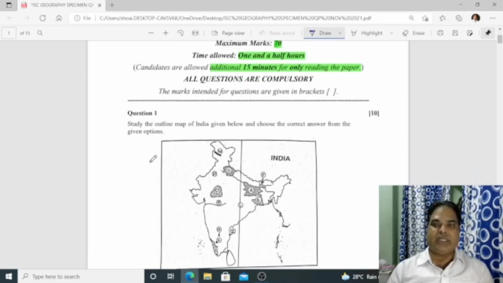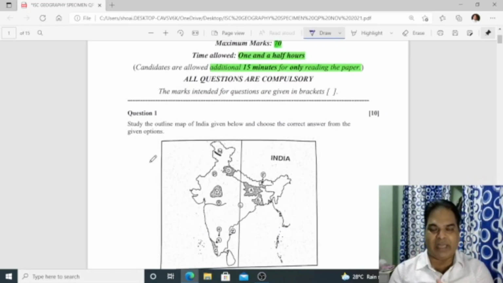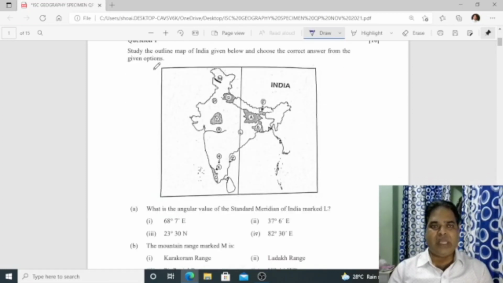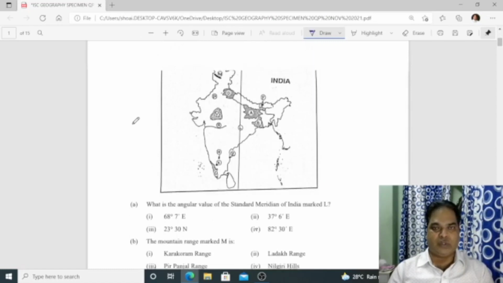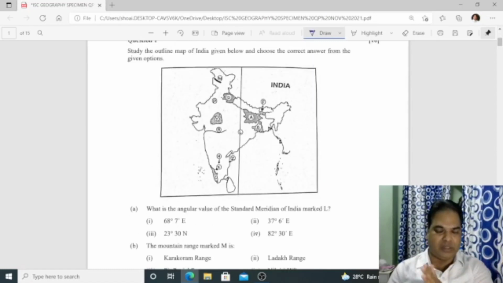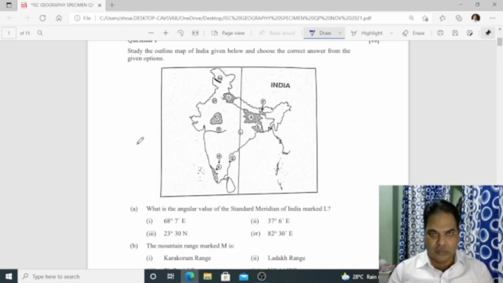The first question is of 10 marks. We have to study the map, and according to the map, we have to choose the correct answers given below. Question number 1. Study the outline map of India given below and choose the correct answer from the given options. You can see I'm going directly through the answers, but you must go through the map once.